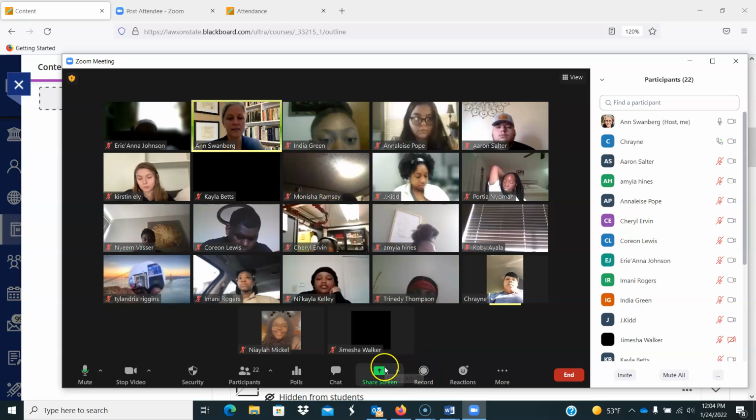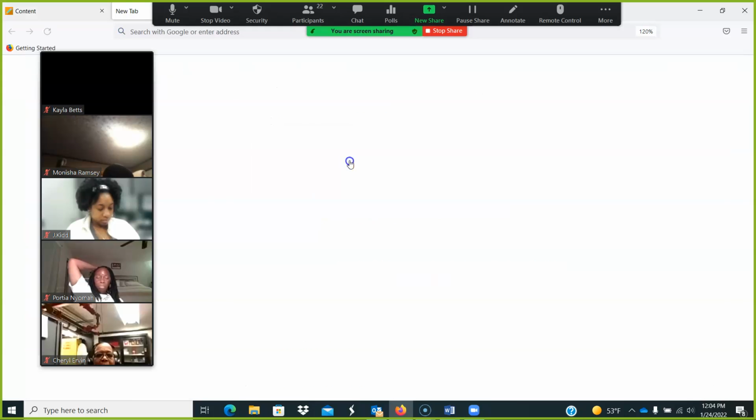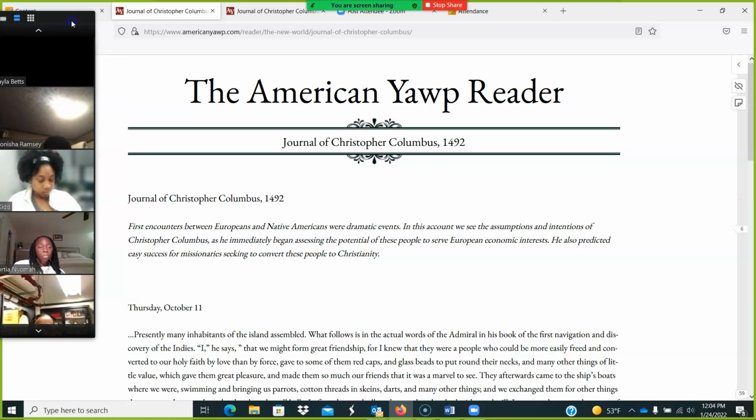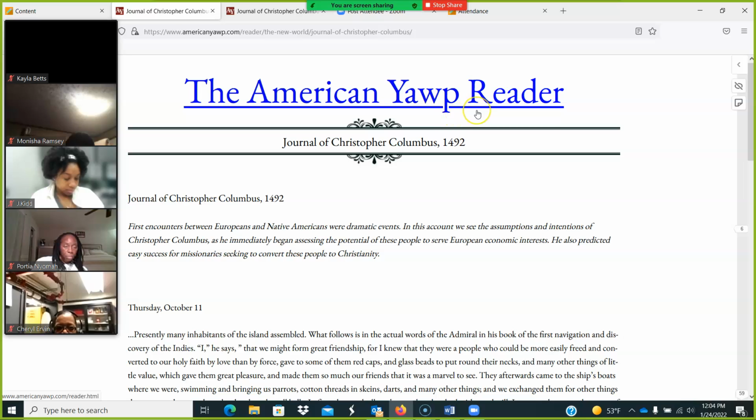All right, let's take a screen share. Let's go to the Columbus reading first. And let's examine this a little bit. Who provided this reading to us? Christopher Columbus. Well, he wrote it, but who's providing it to us? Yes, the American Yawp Reader is the entity that provided this. We'll need to know that if we cite this in a works cited list. What's the title of it?